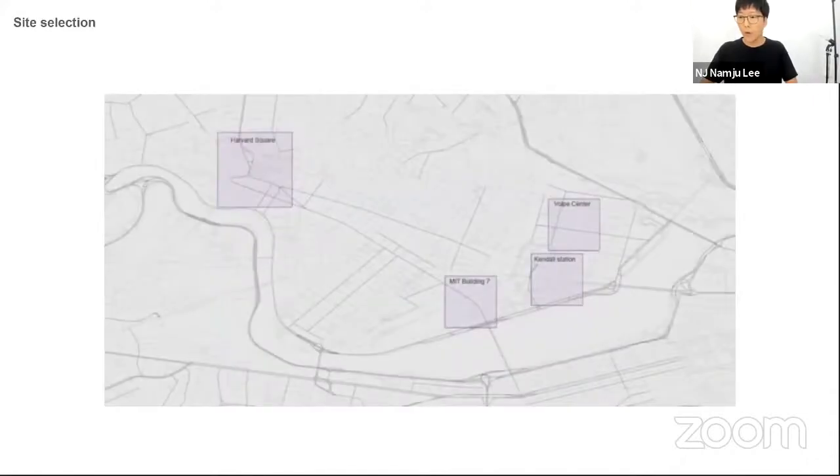In order to execute this methodology, I picked four different types of areas in Cambridge. Cambridge is a very unique area, but the four designated places are very different from each other. For example, Harvard Square has a lot of tourists and students, and MIT Building 7 is sort of isolated. A lot of students are there, and Kendall Station or Bilbao Center has their own biotech and some giant companies there.